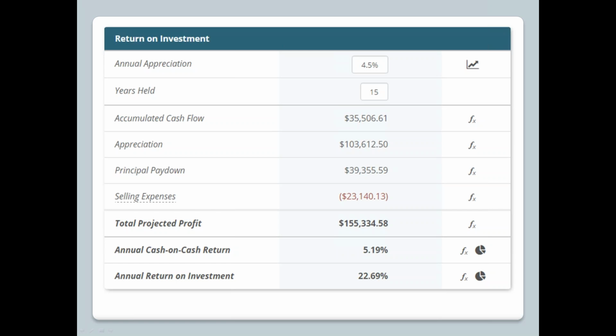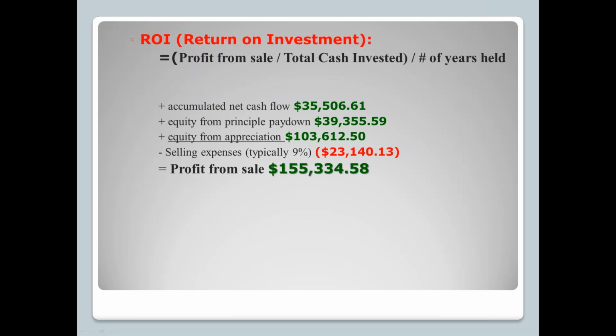So let's figure out, what does that actually mean? We add up all of the 3 different ways that we profited. I did not include tax benefits because that's going to vary dramatically based on the owner. It's going to vary based on their income level. It's going to vary based on their tax bracket. So I left that out. So $155,000 because we added up cash flow, principal pay down, and appreciation. We subtracted selling expenses.